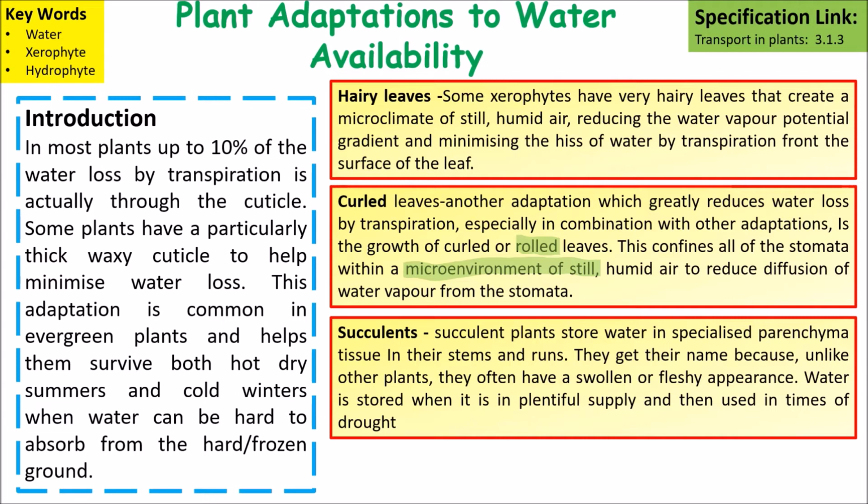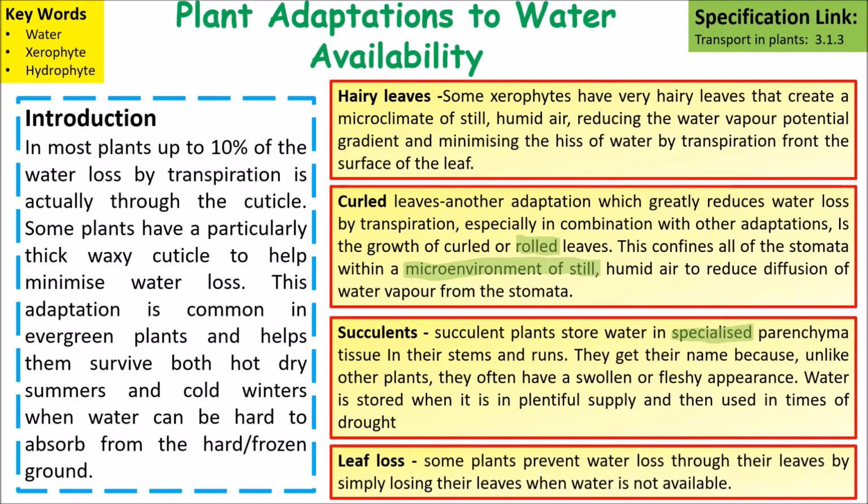Succulent plants store water in specialized tissue in their stem and roots. They get the name because, unlike other plants, they often have a swollen or fleshy appearance as the tissues that store water expand. And we can have leaf loss. Some plants prevent water loss through their leaves by simply losing the leaves when water is not available.